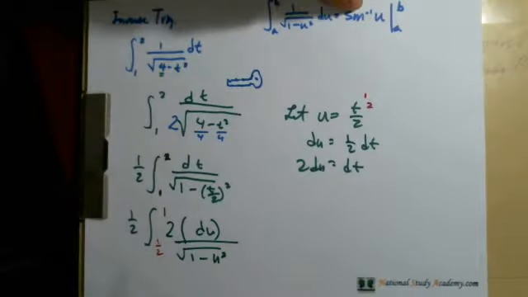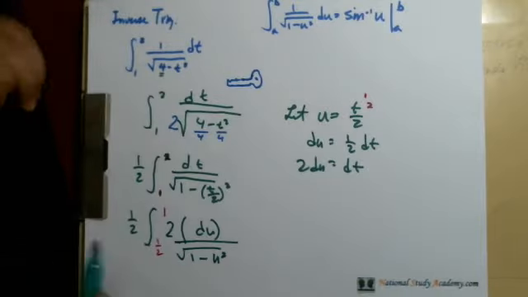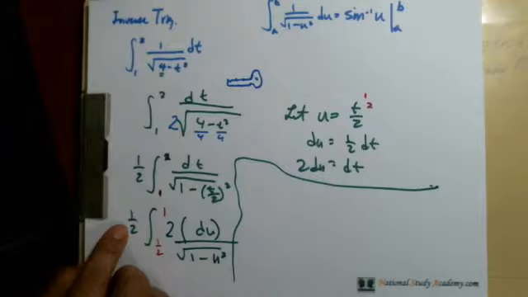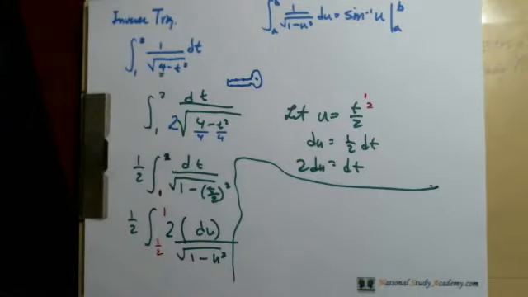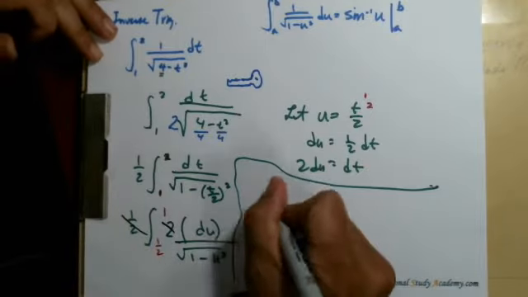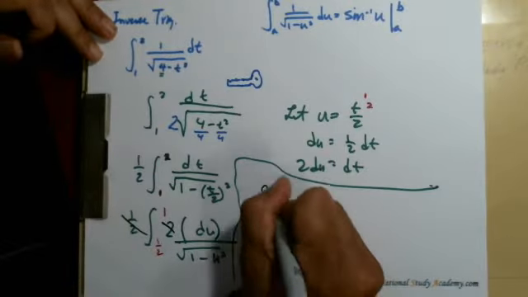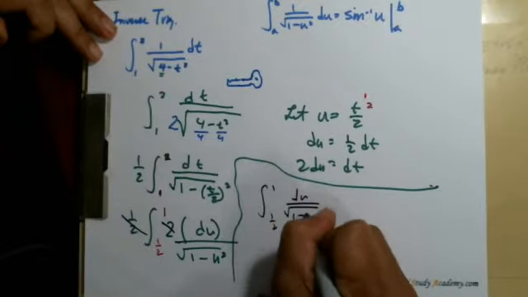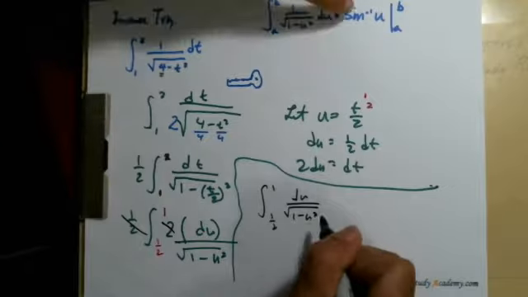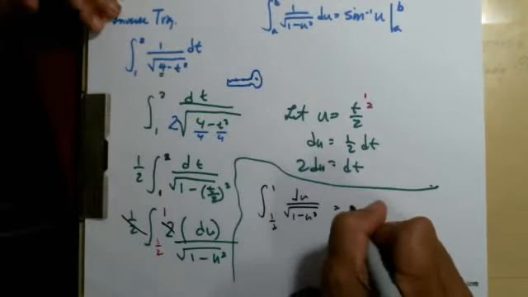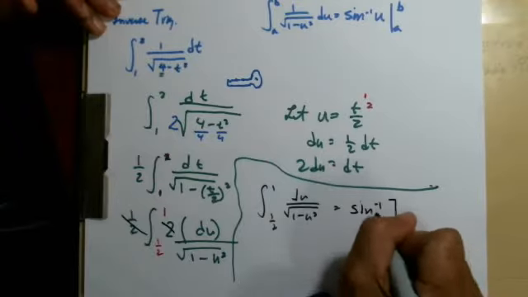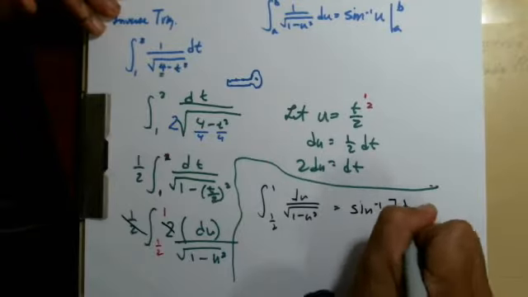Oh, now we got into this situation right over here. Okay, I'm going to finish this up really quickly. Well, 2 times 1/2 is 1, so that cancels. I'm going to use a different color. It's integration from 1/2 to 1 of du over the square root of 1 minus u squared. And at this stage, we can just substitute the sine inverse of u from 1/2 to 1.